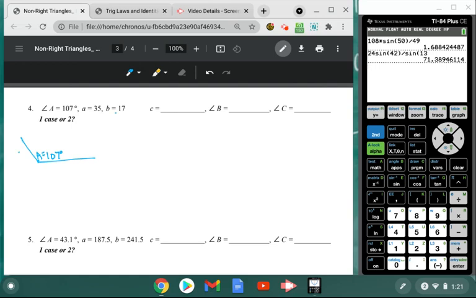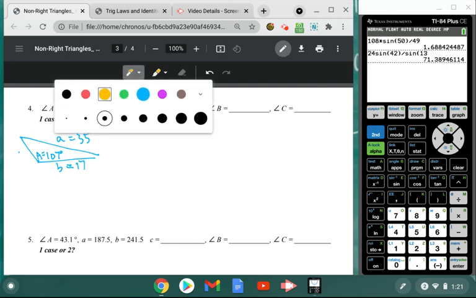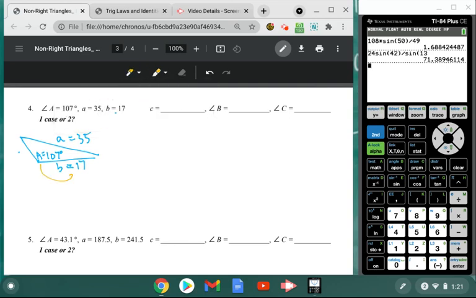B is going to be one of these two, and it doesn't matter which one you pick. So I'm going to pick the lower one just because. So B is equal to 17. And then this side right here, we'll call that A now, and that's going to be 35. So my given information, I have an angle and a side and a side. So this is angle side side, which means I'm looking for two possible triangles.